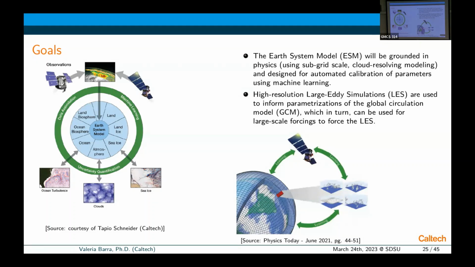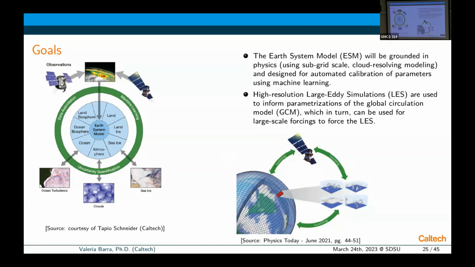So one of the aims of CLIMA is to build this Earth system model that will be grounded in physics. So it will use subgrid scale cloud resolving modeling, but it will also be designed for automatic calibration of parameters via machine learning, which is not an area of research that I work on personally. We have a dedicated team of ML and data assimilation people. And also the other main goal is that we want to support both large eddy simulations and global circulation models.